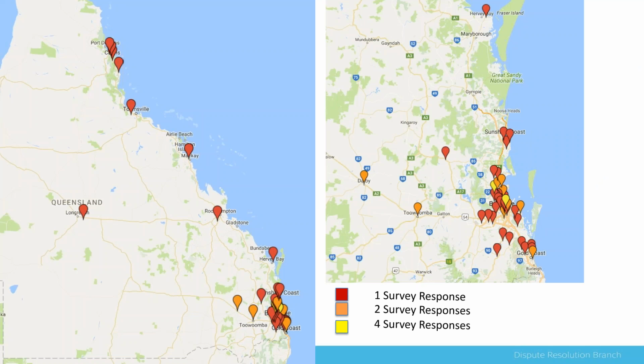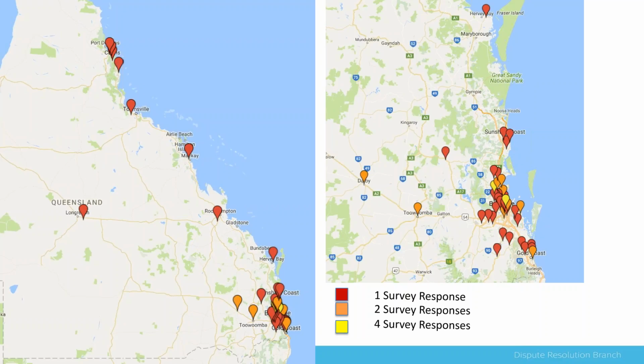Okay. So I've just got a map here. So this is showing us some of the places that we've received the survey from. So obviously we've got responses all over Queensland, and that's the map on the left. So, you know, we've got people all over the state using this.